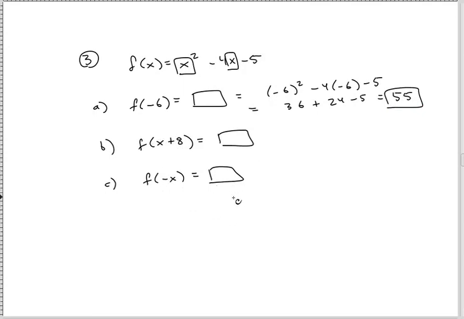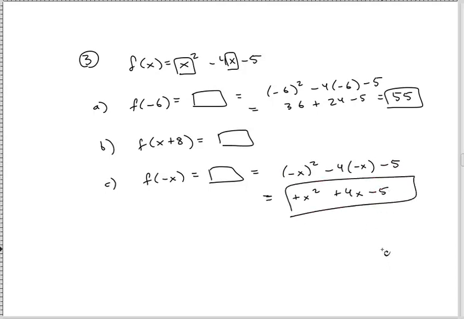Let's work on part C right quick. So again, everywhere you see an x, now I'm going to put a negative x. Negative x. And so 2 negatives are going to make a positive x squared. 2 negatives are going to make a positive 4x, and then minus 5. You're done. There's nothing else to do. So that one's, again, pretty easy.